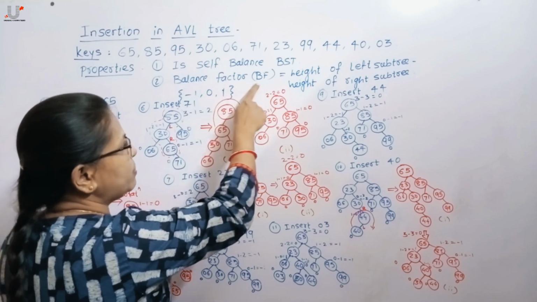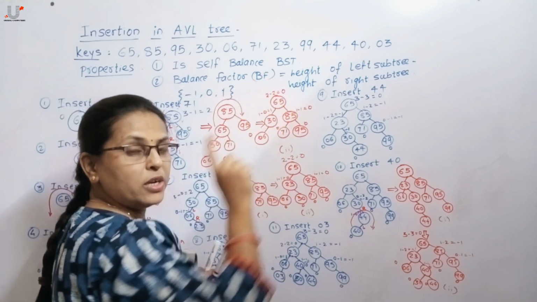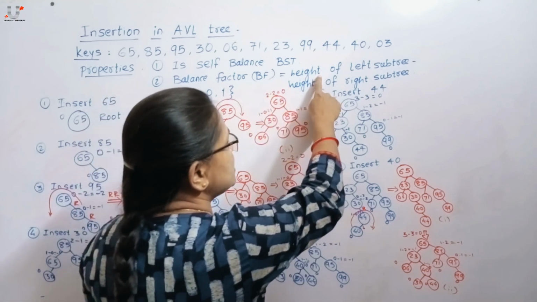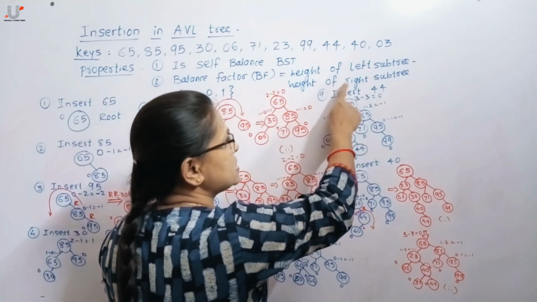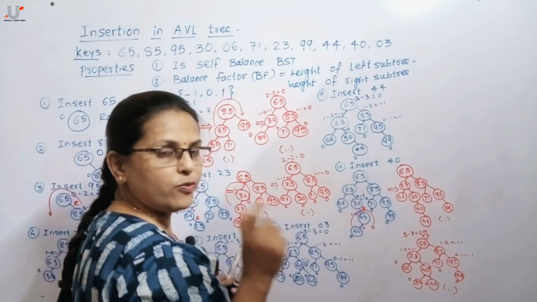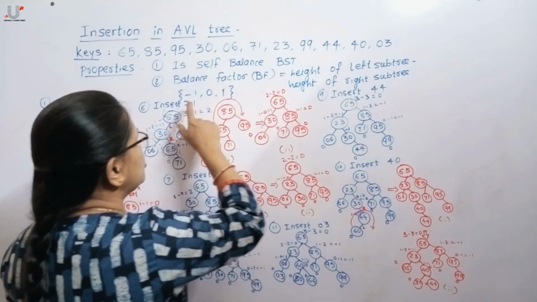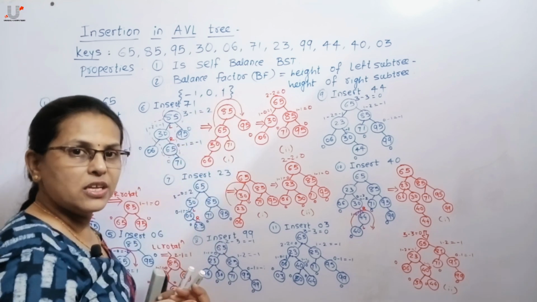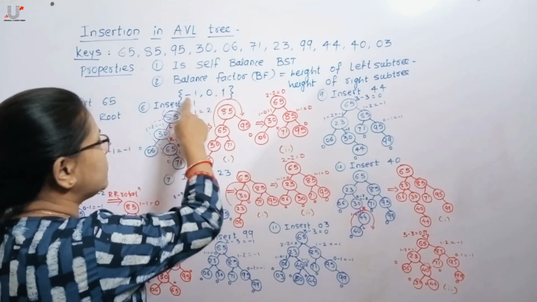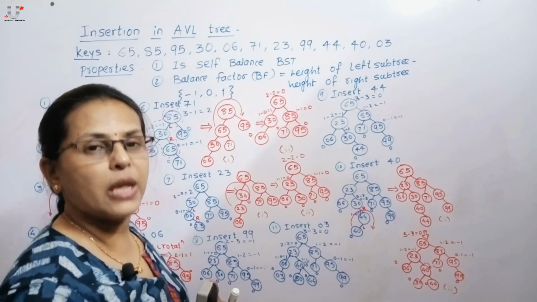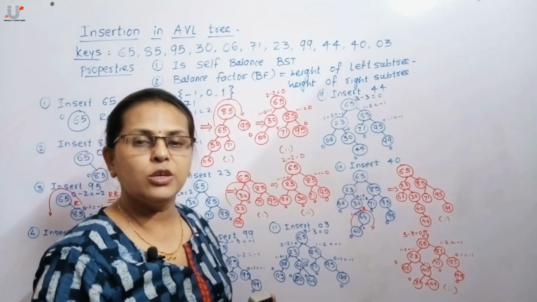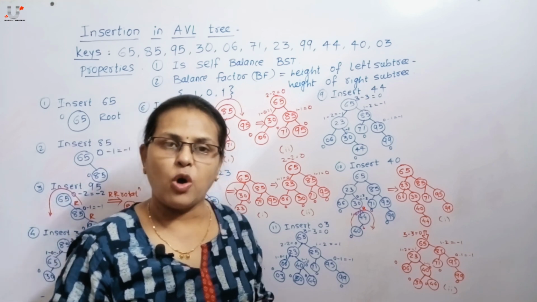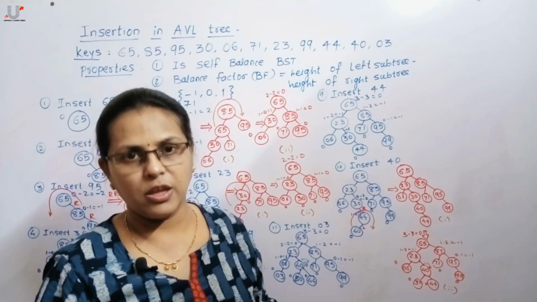And then second, the balance factor, we have to calculate the balance factor after each insertion. The balance factor means height of left subtree minus height of right subtree. And after finding the balance factor, it should be either minus 1, 0 or 1. If the balance factor is out of this range, that means the tree is imbalanced, and to balance it we have to apply various types of rotation. So that's all about inserting elements in an AVL tree.